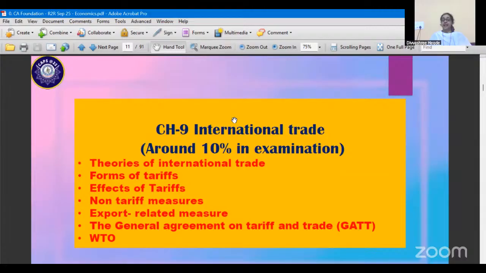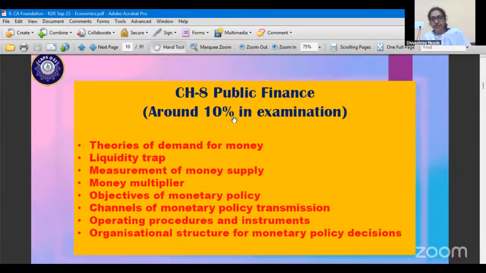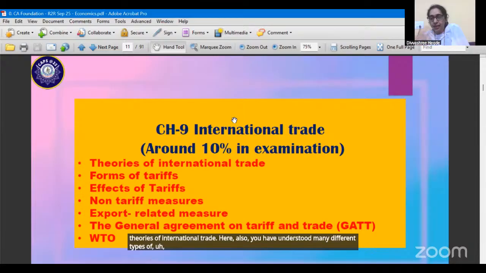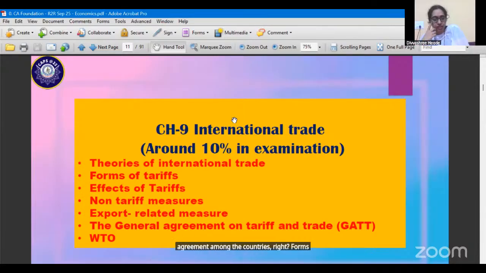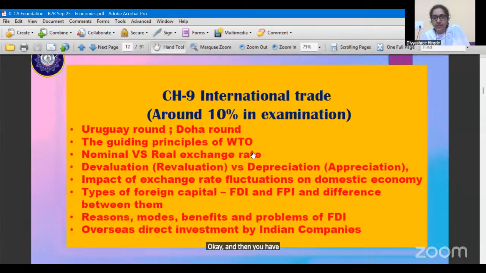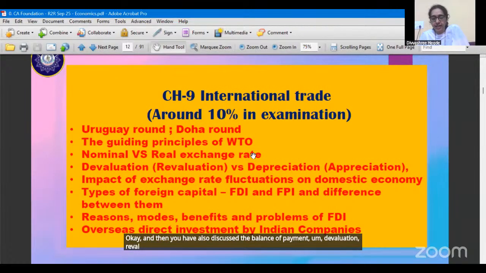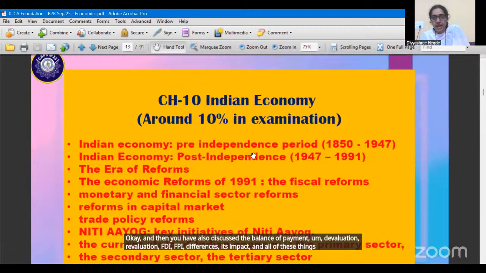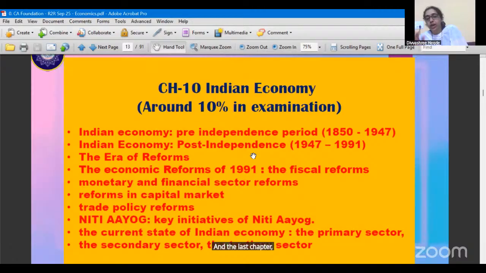Then chapter 9, again 10% will come. So you can see chapter 7, chapter 8, chapter 9, 10, 10, 10. So theories of international trade. Here also you have understood many different types of agreements among the countries, right? Forms of tariffs, effects of tariffs and all. Okay, and then you have also discussed the balance of payments, devaluation, revaluation, FDI, FPI, differences, its impact, and all of these things. And the last chapter is all about Indian economy.